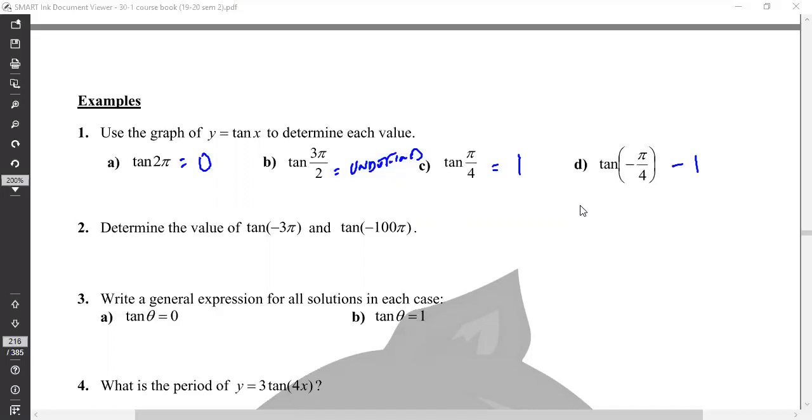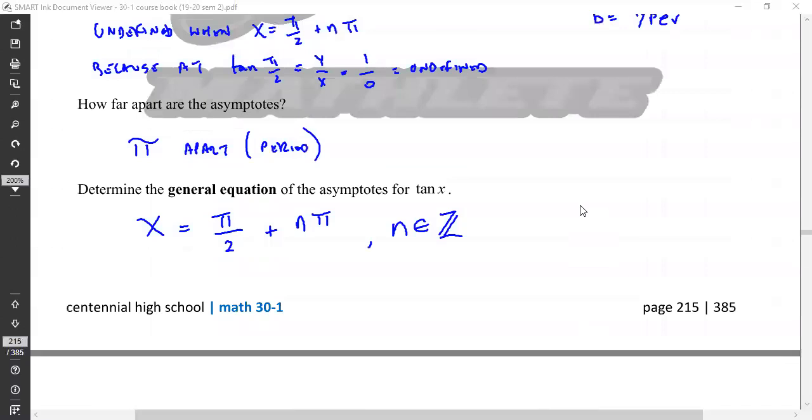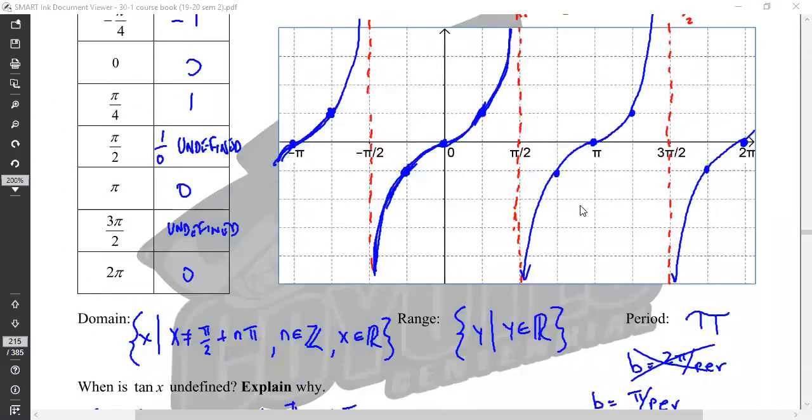Determine the value of tangent of negative 3 pi. Well, tangent of negative 3 pi, just by looking at our graph. If we have negative 3 pi, well, at 0, it's 0. Tangent of 0, 0. Tangent of pi is 0. Tangent of negative 2 pi is 0. Tangent of negative 3 pi is 0.